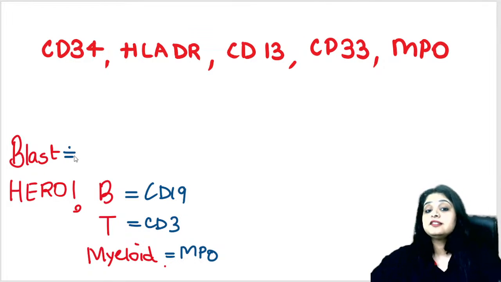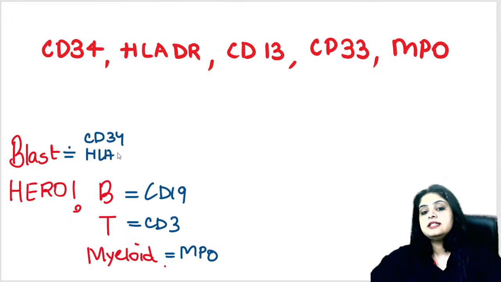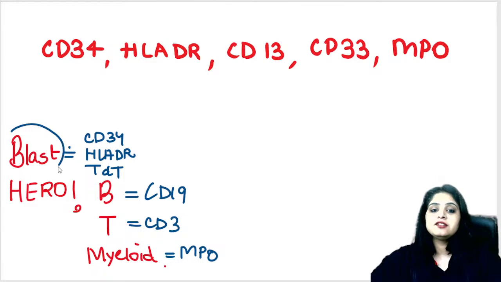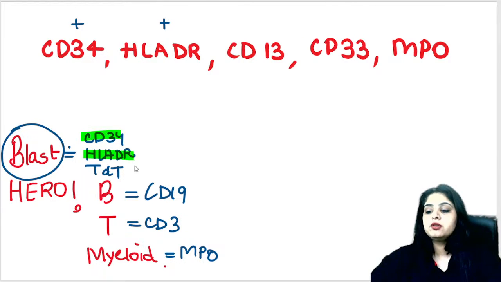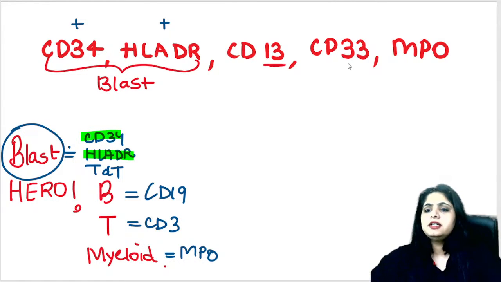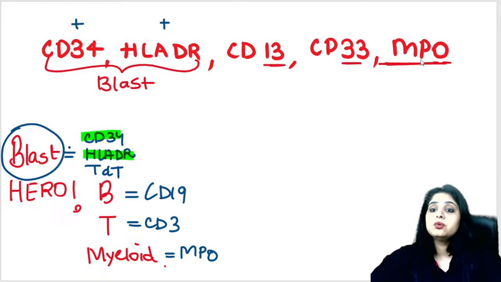And what is a blast? Do you remember? CD34, HLA-DR and TDT. This should be embedded in your brain as it is: find the blast, and if there is a blast then find the heroes. So tell me something. This person is CD34 and HLA-DR positive. So is it certain that it is a blast? Okay ma'am, it is a blast. Now when I started reading, 13, 33, this is of myeloid, but I don't give the diagnosis till I find the hero. Yes, I can find the hero over here.